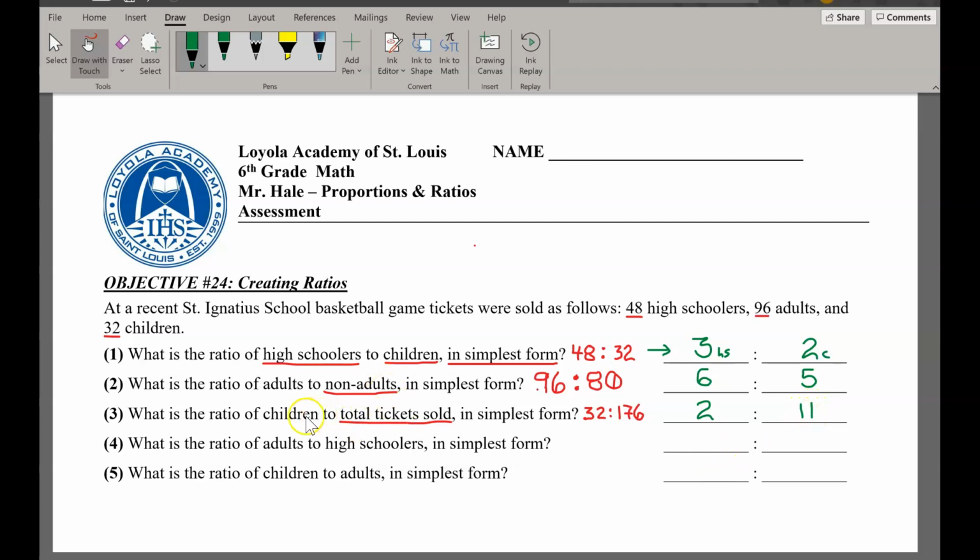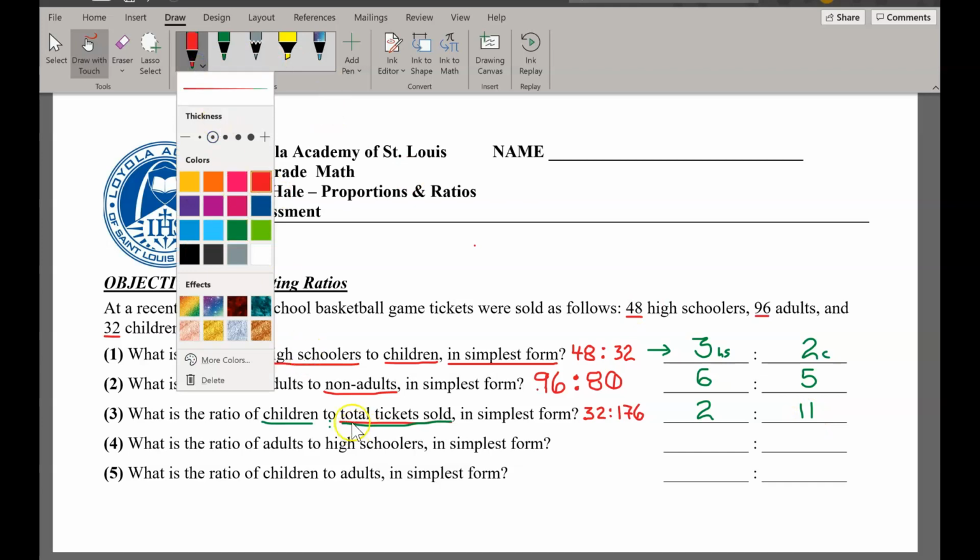The reason I put this particular problem in is I want to point out that it doesn't always work that you have the higher number on the left and the lower number on the right, like we did in 1 and 2. It can be the reverse. You can have the smaller number on the left and the bigger number on the right. All you need to do is compare how many are of this group, how many are of this group, put a colon in between. So the true ratio for number 3 is 32 to 176. And that simplifies down to a ratio of 2 children for every 11 tickets sold.